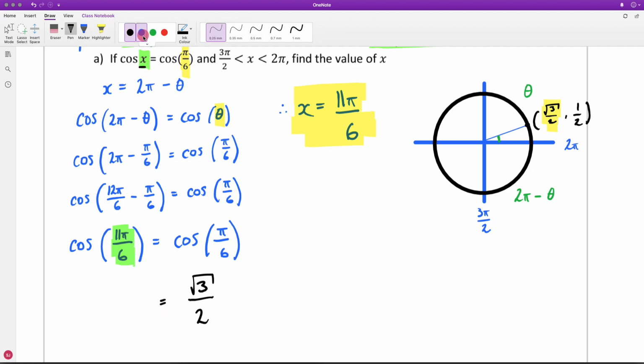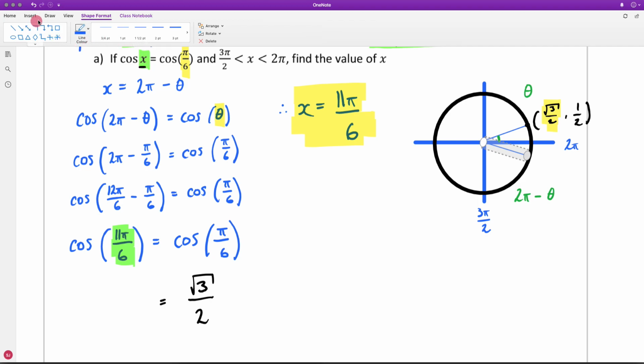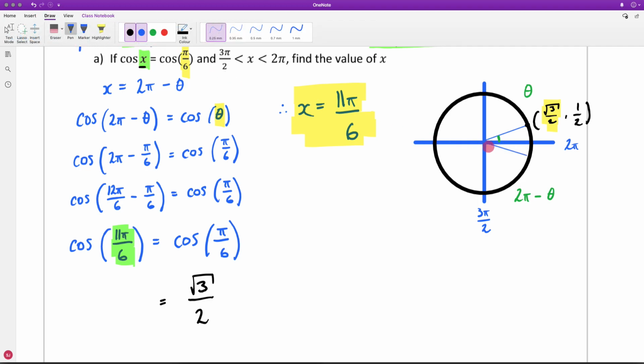Next, let me say, well, what is cos of 11 pi on 6? Well, we know that 11 pi on 6, if this is our reference angle, we're just going to our fourth quadrant. I'm going to come over here, I'm going to grab that, and it's just going to be down here. And it's now going to be, let me do it in green, it's just going to be that angle. So that's going to be 11 pi on 6.